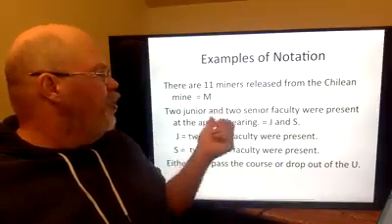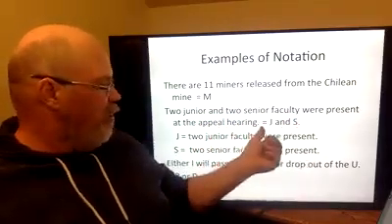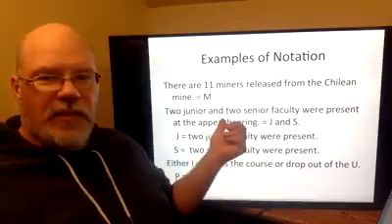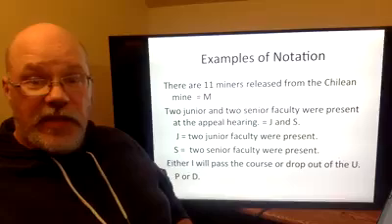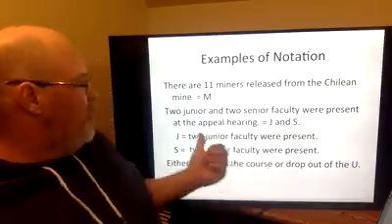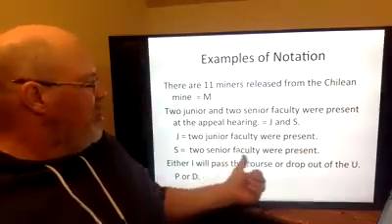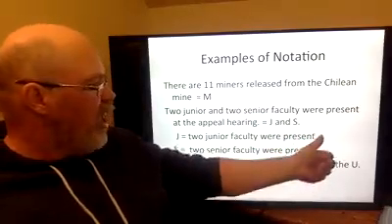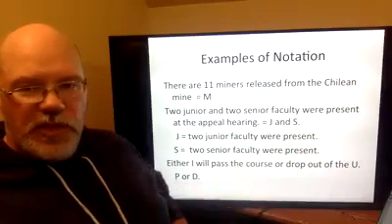In this case, 2 junior and 2 senior faculty were present at the appeal hearing. Okay, that and is doing a logical function now. It's telling you there's 2 propositions, and those 2 propositions are 2 junior faculty are present and 2 senior faculty were present. So notice the and gets taken out by the giving of 2 separate propositions.